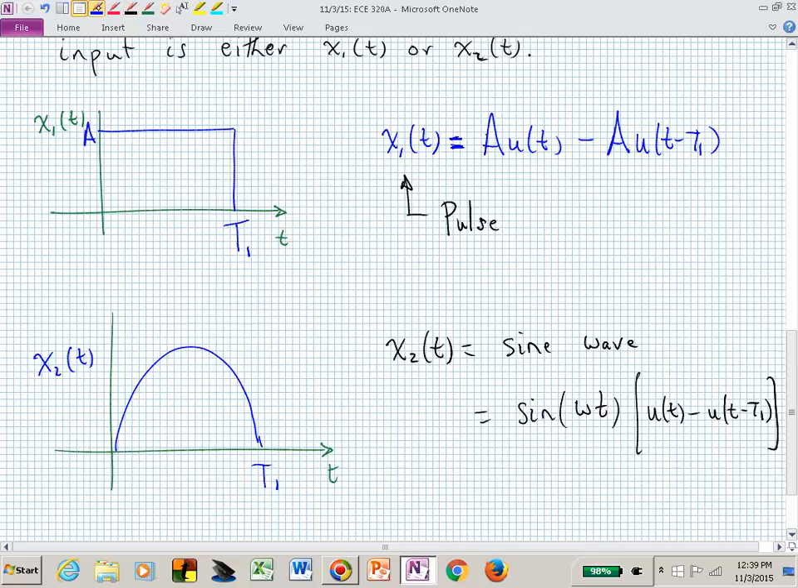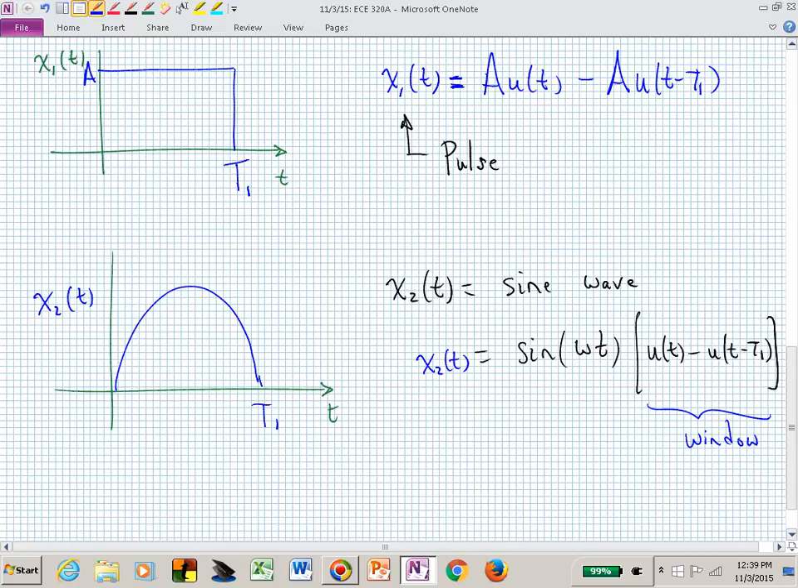This is now a window. What's omega? That was a very generic question, so you could answer it with a very generic answer. Omega, 2 pi f. That's fine, right? That's what omega is. Omega is 2 pi f. F is in hertz, omega is in radians per second.